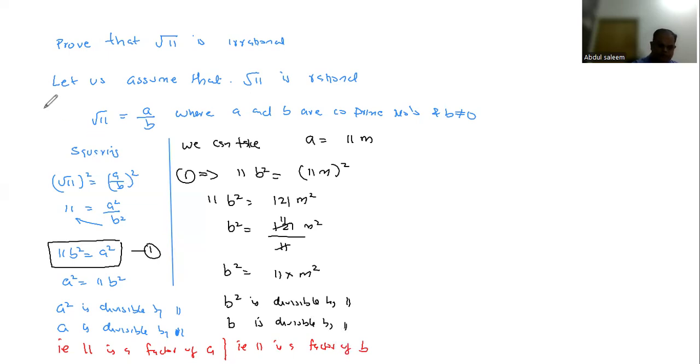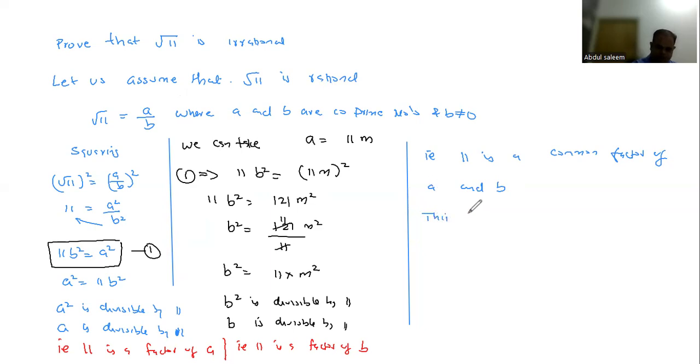So our assumption is a and b are co-prime. That is, only one is the common factor. Now we obtain 11 is a factor of a, 11 is a factor of b, meaning 11 is a common factor of a and b. Clear? This contradicts our assumption. Clear, right? What is our assumption? Root 11 is rational.